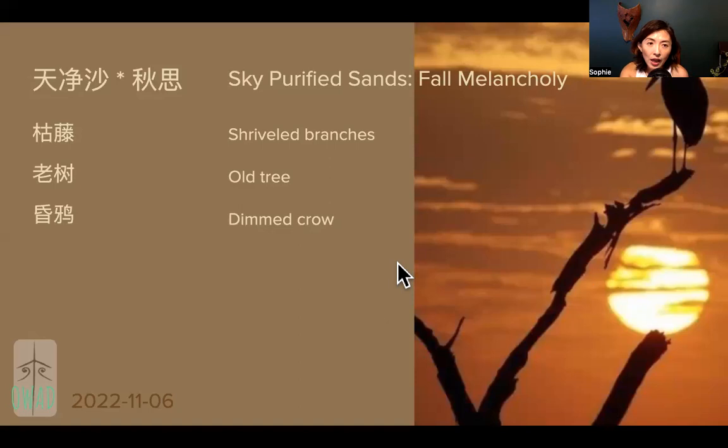So today we are going to continue on the idyllic homecoming, hometown image described in 小桥流水 from yesterday. And the full poem is presented here. 天净沙秋思. So this is about autumn melancholy.